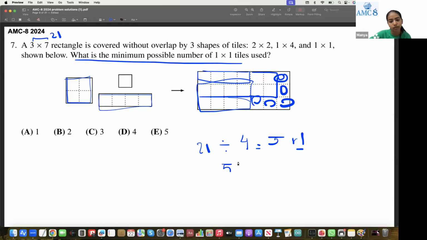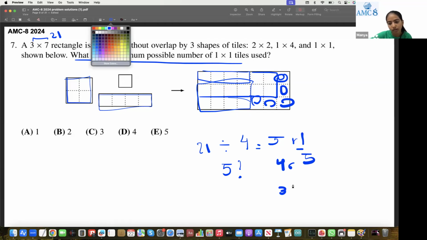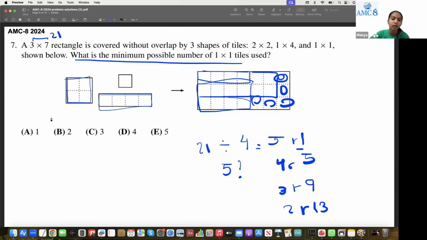Let's try to narrow it down though. So 5? And now we know that if we do 21 divided by 4, or if we subtract 4 from this, then we should be getting 4 remainder 5 maybe. Or we can get 3 remainder 9, and so on. So we can get 2 remainder 13, or something like this, right? And so this number cannot be 2, it cannot be 3, and it cannot be 4 either, because we cannot have a remainder of 2, 3, or 4. And so now we can try to place this in some other way. So let me just delete this.